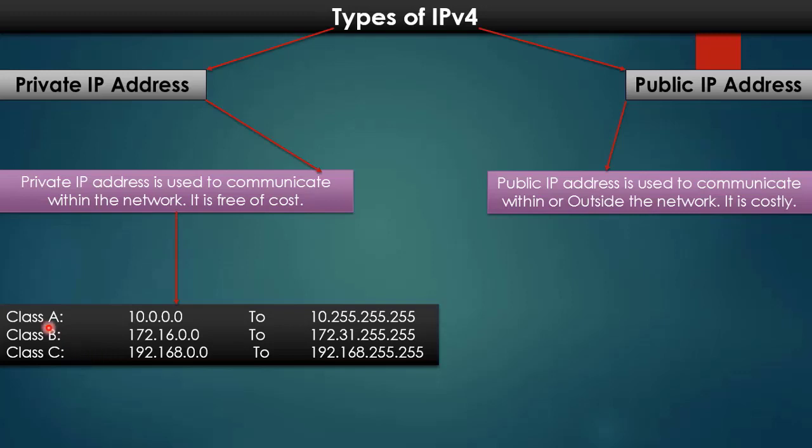10 network is a private IP address network. In class B, 172.16.0.0 to 172.31.255.255, all addresses are private IP addresses. In class C, 192.168.0.0 to 192.168.255.255, in between this range, all the addresses are private IP addresses.